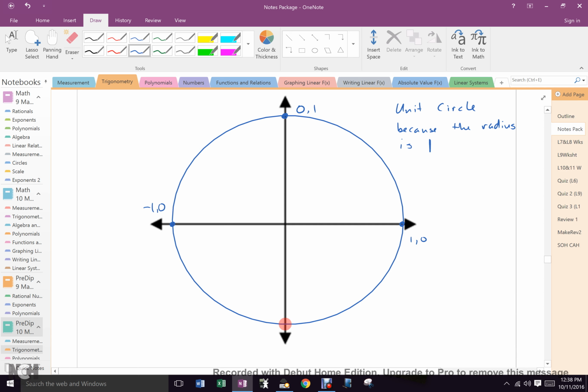-1, 0. And what is this point? 0, -1. 0, -1. Is everyone cool with that? All right. That is the unit circle. And the unit circle is the basis of what we're about to do.